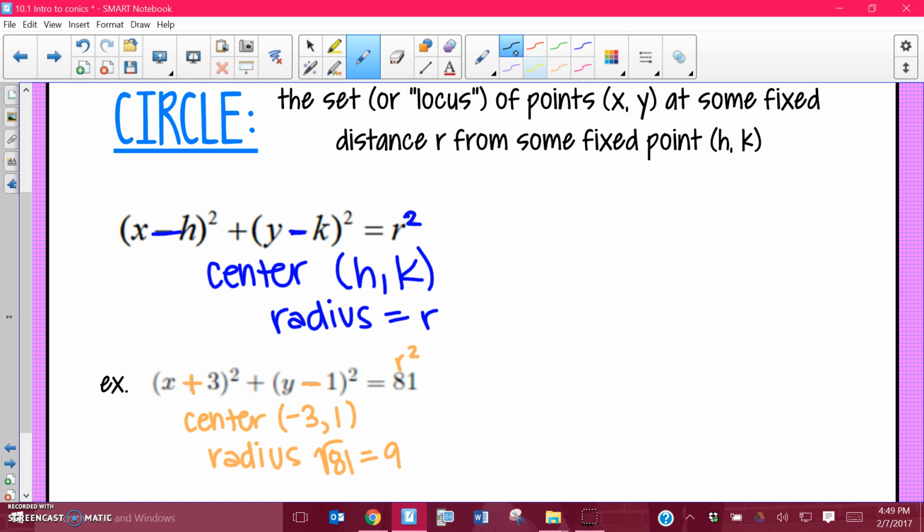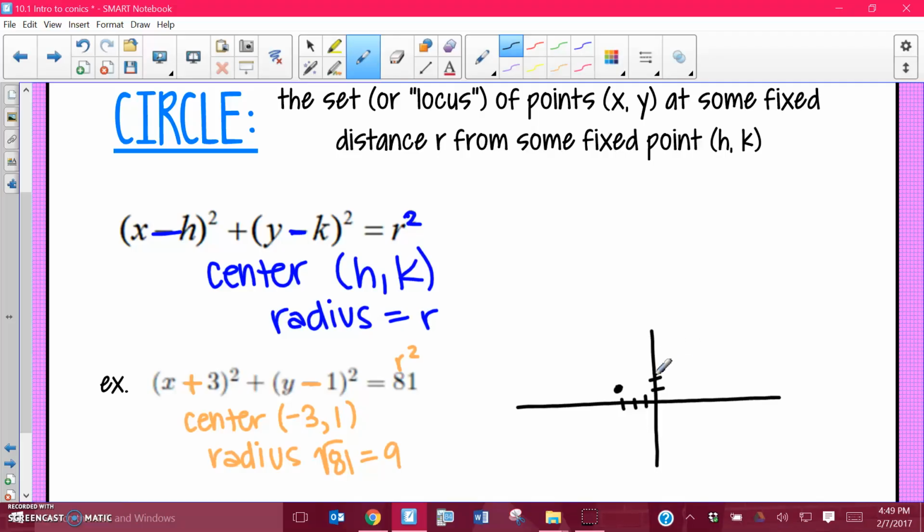So when I graph this, and this is going to be great because I totally had a grid drawn and everything just ready for it, I'm going to plot my center, (-3, 1), and then I'm going to graph the radius. Now remember, it's 9 away on every single side.